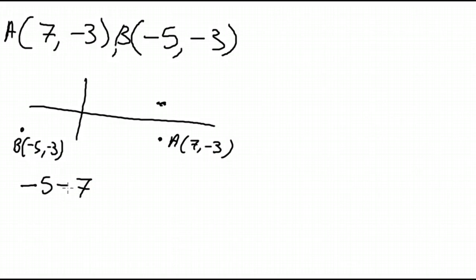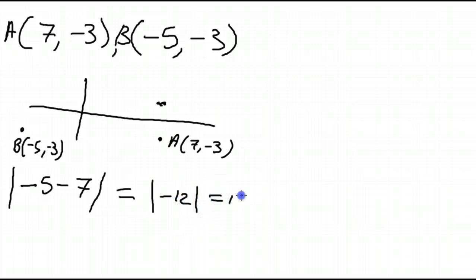Now that's going to yield a negative. We want a distance. So to make a distance, we're just going to call it the absolute value of -5 minus 7, the absolute value of the difference between the x coordinates, which is the absolute value of -12, which is +12. And we're talking distance, so we're interested in a positive number.